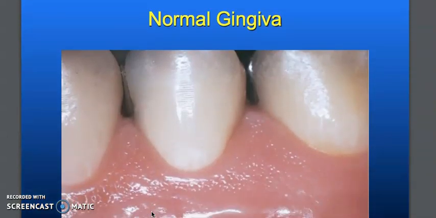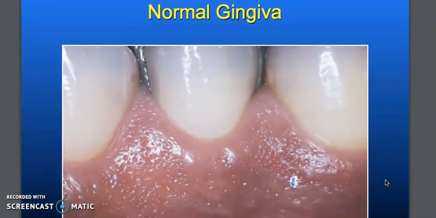Then you have just a normal gingiva here. This is pink. It is stippled, which means it kind of looks like orange peel. You will see all the little areas here in the tissue when the tissue is dry. Look how nice and shiny and stippled it is. And around the collar of the teeth, you see no plaque. The gingiva looks nice and healthy. Good home care.